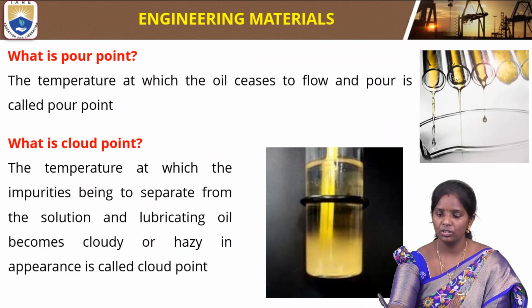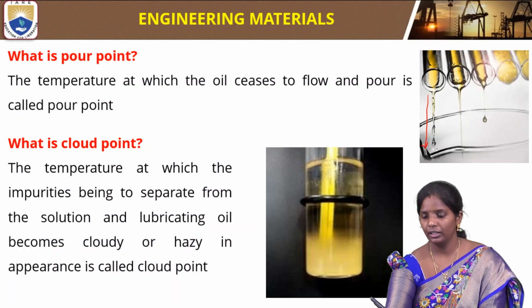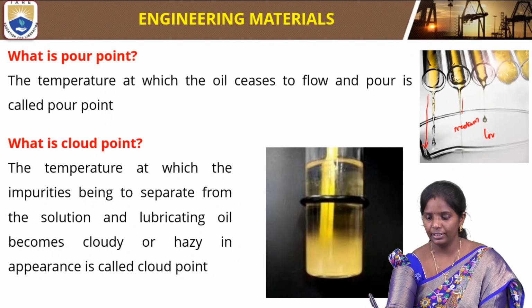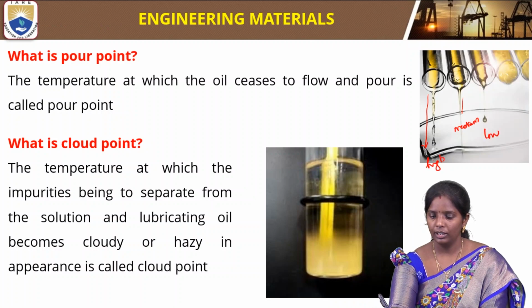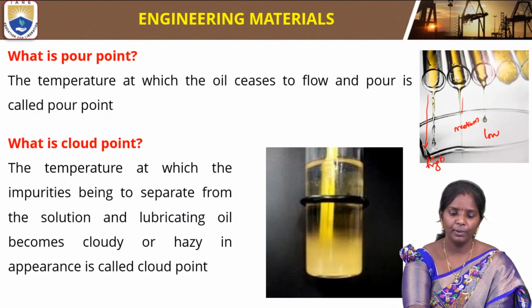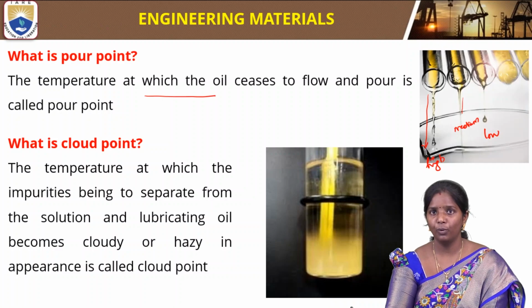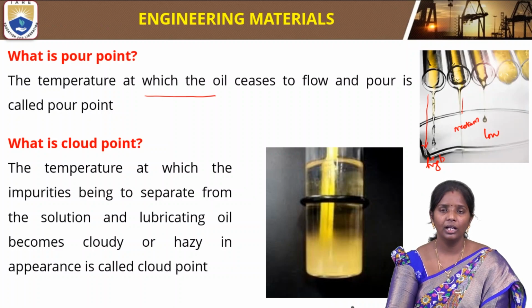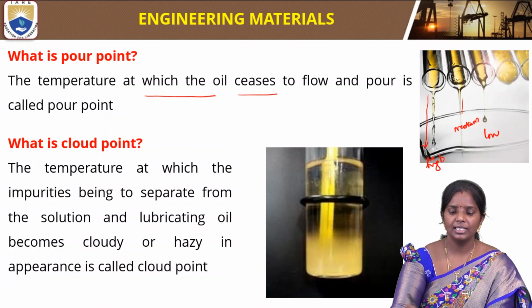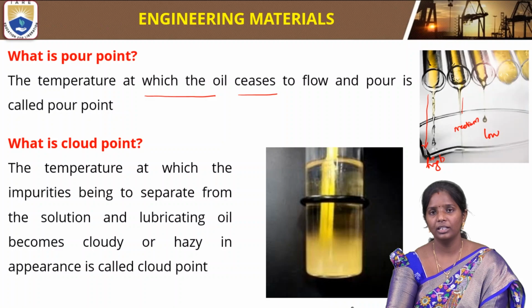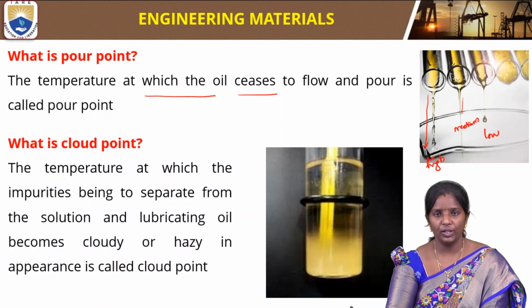If you see this picture, the pouring capacity is high here, medium here, and low here. It is easily pouring, it is medium, and this is low. So the temperature at which oil ceases to flow and pour is called the pour point. It is very simple. As the name indicates, the pour point is the temperature at which the oil ceases to flow and pour.